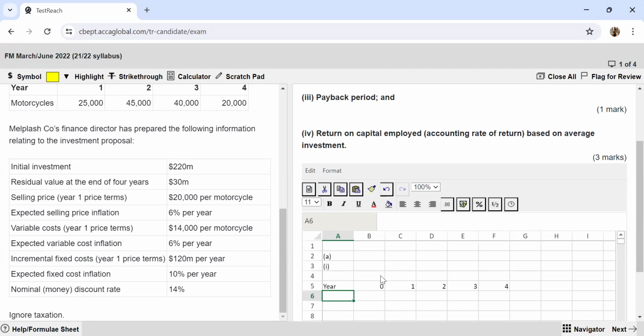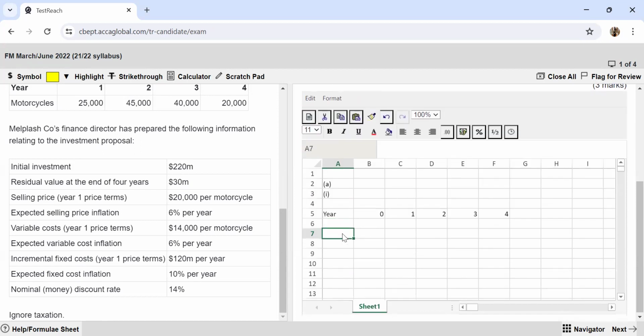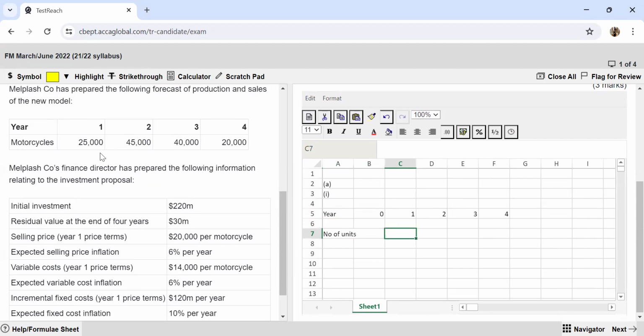And then initially I do start with the revenue figures. For the revenue figures, I will first need my number of units. The number of units are readily given to us in the question, as you can see here: 25,000, 45,000, 40,000, and 20,000. So these are my number of units. Now for the sales price, the information is in the table below. The sales price is given to me in year 1 price terms, which means 20,000 is the selling price which is going to apply in year 1. So this is my selling price in the first year.